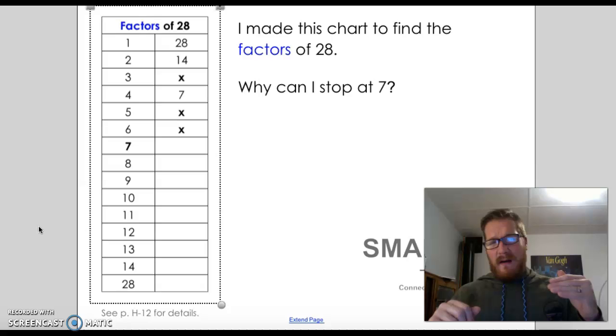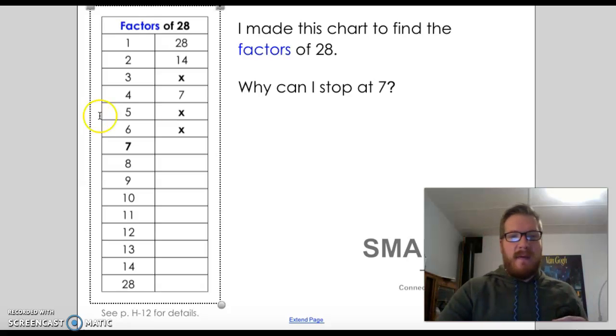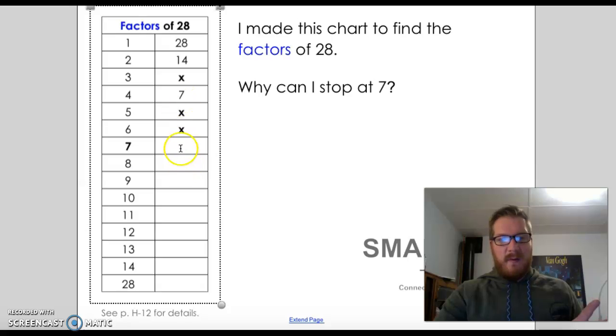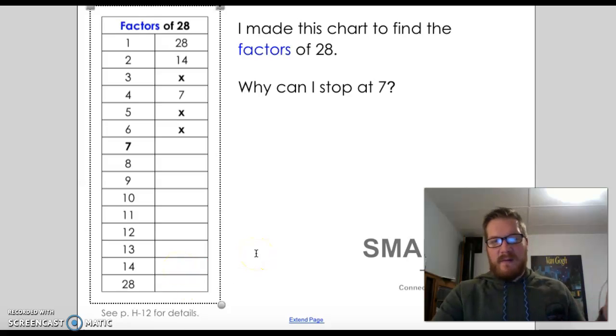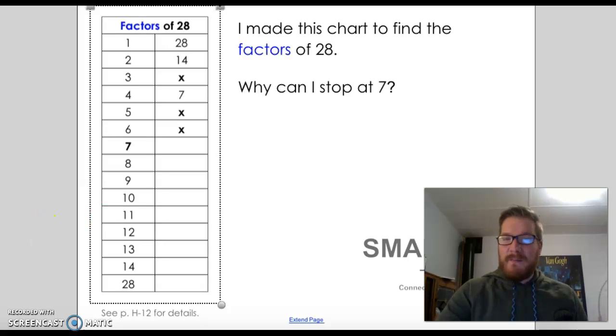I don't have to go beyond 4 really, because 7 already appears in my list. And so I'm just going to stop and not create more work for myself. I don't have to put a 4 here, a 14 here and a 1 here. That's extra work I don't really need to do.